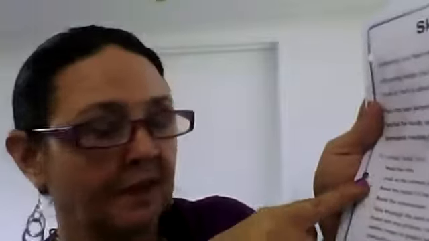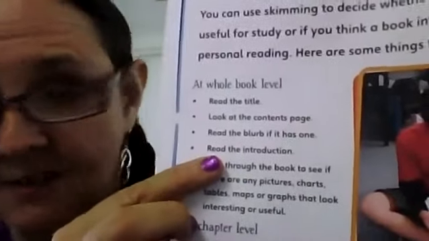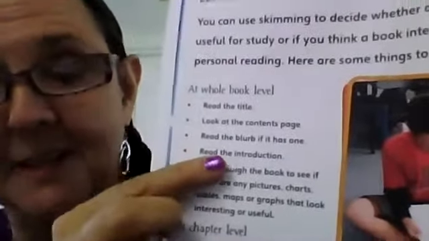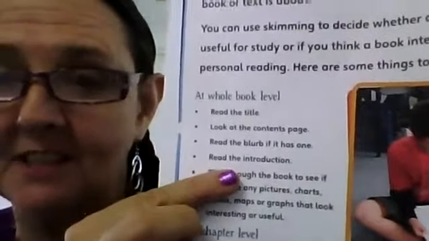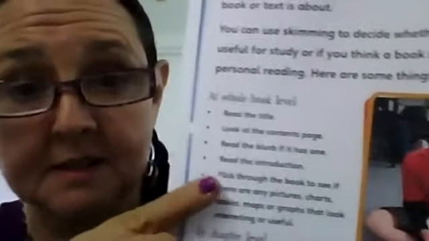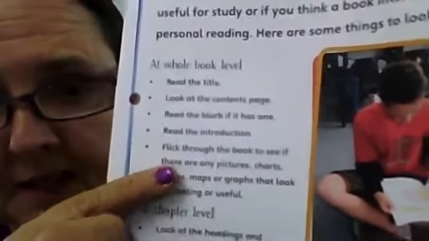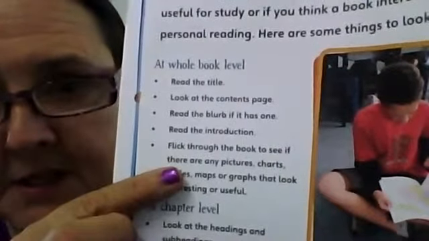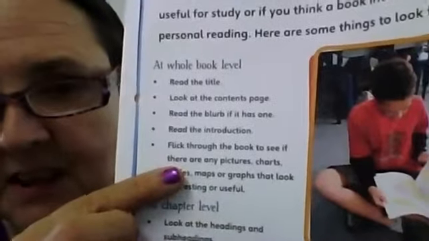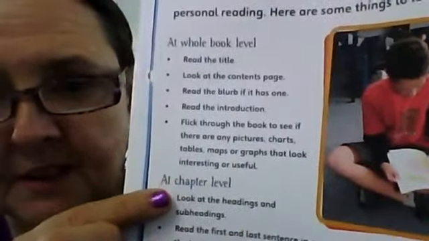At whole book level, read the title, read the blurb, if it has one, and read the introduction. So you can have a read over the introduction. It's not like having to read the whole book, is it? Perhaps you will flick through the book to see if there are any pictures that look like they might be helpful to you. Okay, so that's if you're looking at the whole book.